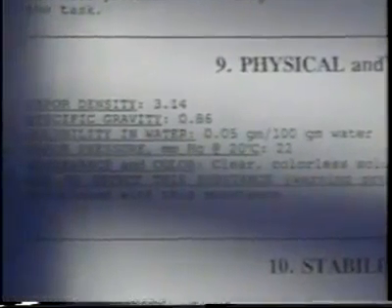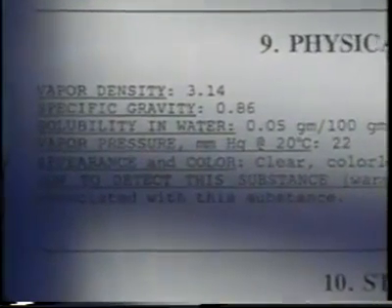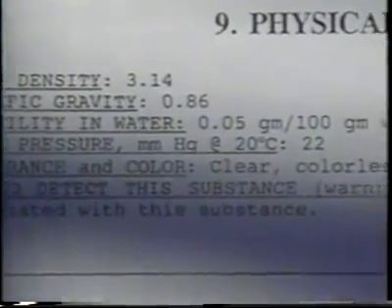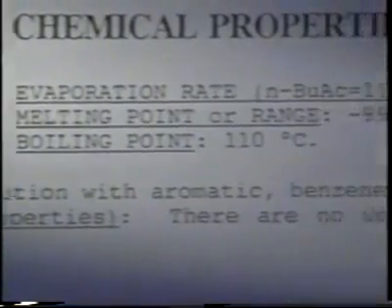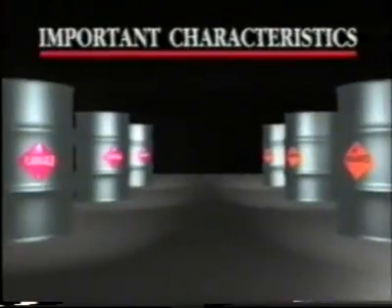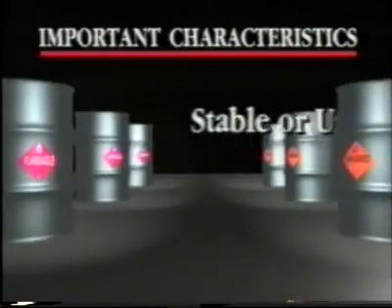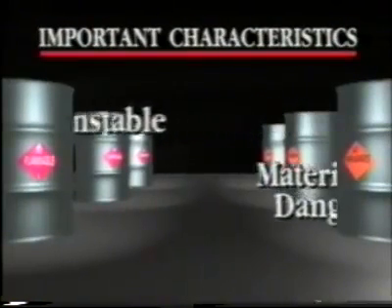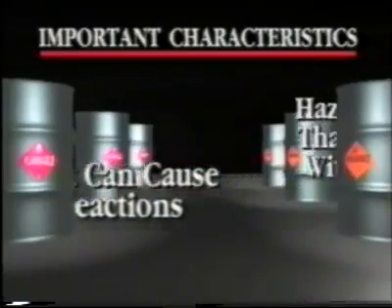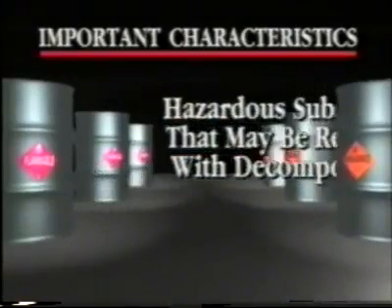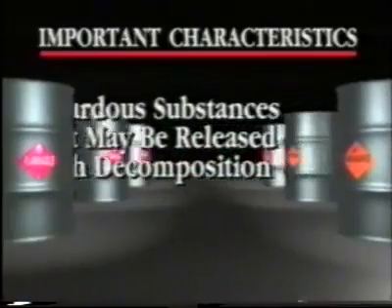You'll also find the physical and chemical properties of a material, such as its appearance, evaporation rate, and melting and boiling points. By knowing the physical and chemical properties, you'll be better able to protect yourself. Other important characteristics listed include whether the material is stable or unstable, conditions and other materials that can cause dangerous reactions with it, and hazardous substances that may be released with decomposition of the material.